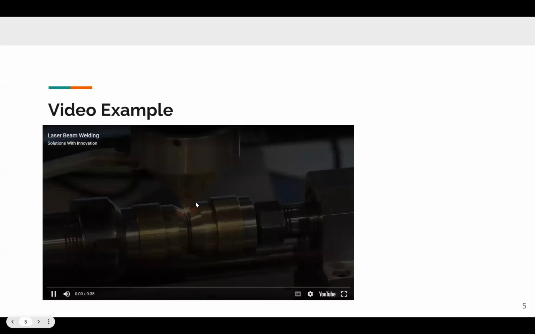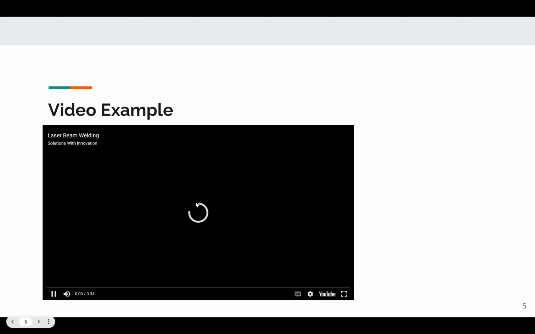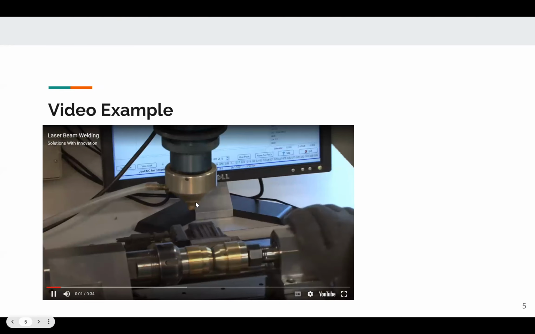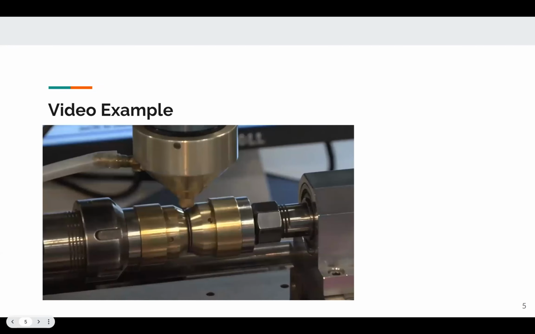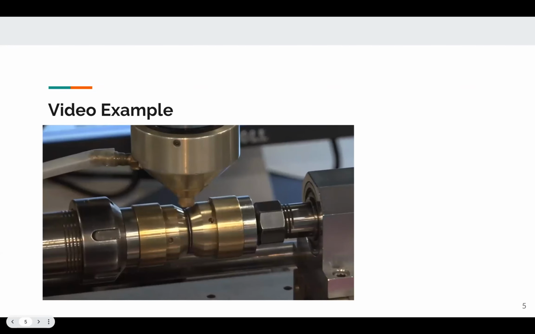And here's a video example. It's 35 seconds. So as you can see, the two parts are being welded together.